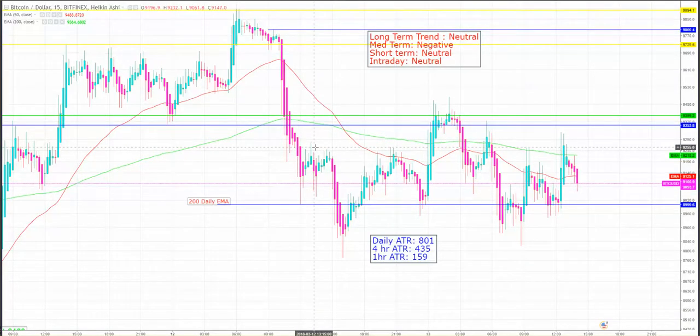So today is not much of a trading day for me because the trend is neutral. The medium-term trend is negative, so I'm still in a swing trade on the downside. But on a daily basis, this has been very light for me.